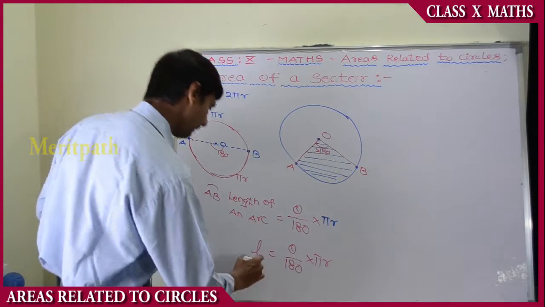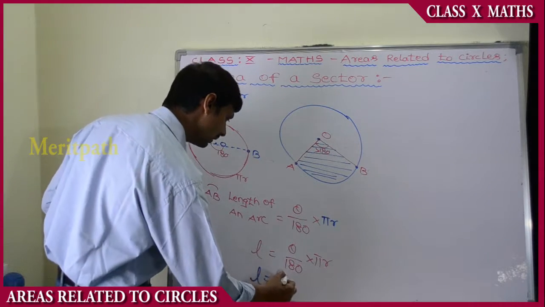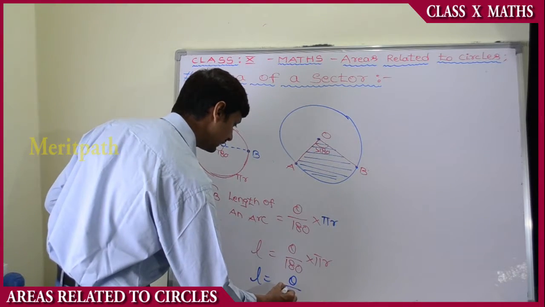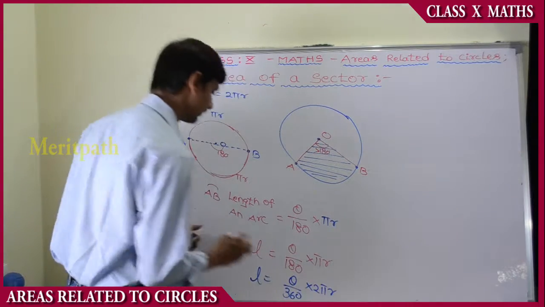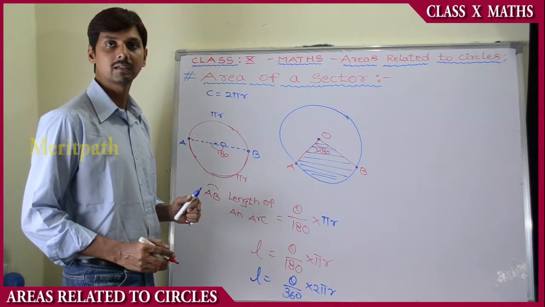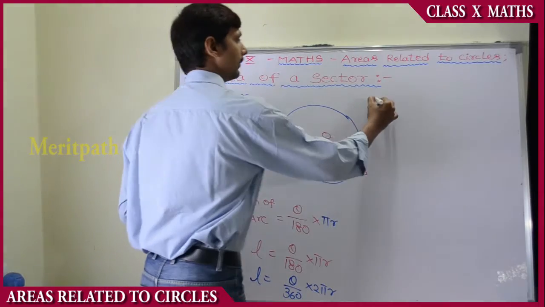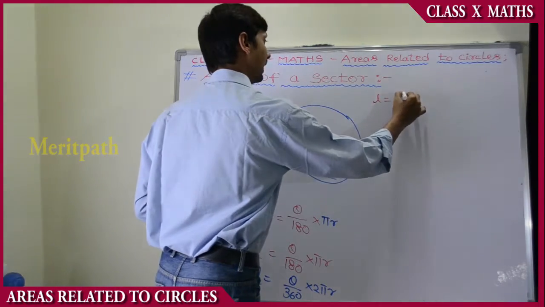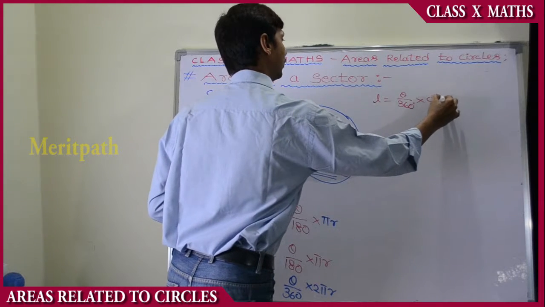Multiply by 2 on numerator and denominator, it becomes theta by 360 into 2 pi r. So this 2 pi r is nothing but the circumference of a circle. L is equal to theta by 360 degrees into the circumference of the circle.